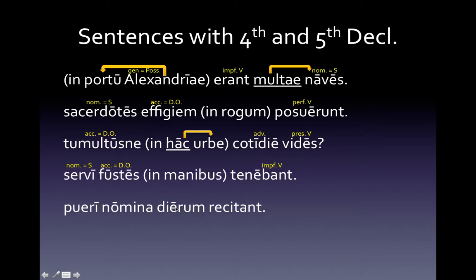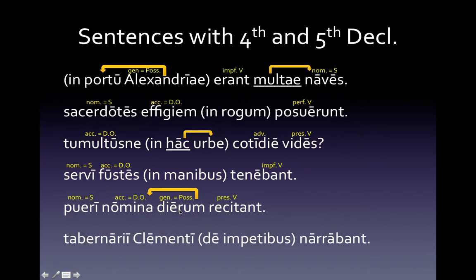Dierum is genitive. Arum, remember, is the fifth declension genitive plural. So what is this possessing? Remember, genitives can only possess other nouns and they will be right next to it. To the right of dierum, we have a verb. It's not going to be possessing that. To the left of it, we have a noun, so it's most likely possessing that. Now let's go through and label. So the boys are our subject. The boys are reciting the names of the days.